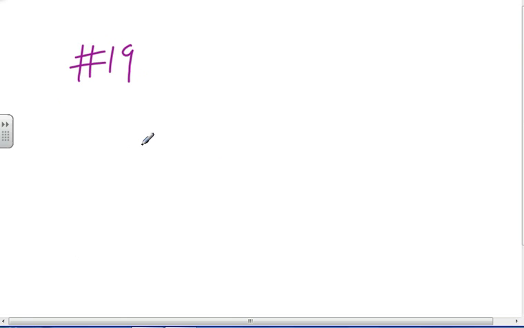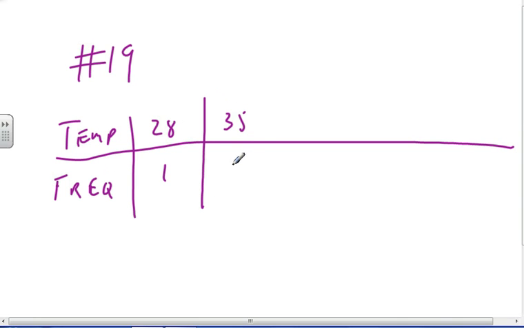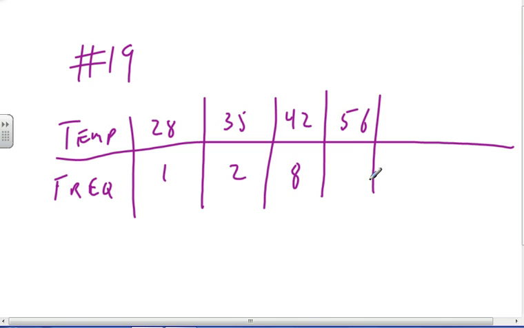That's the beeping because the battery's almost dead now. Is that good? Alright, so I have temperature. I have frequency. That's how many times. 28, 1. 35, 2. 42, 8. 56, 12. Anybody believe this data is real? 67, 5. 75, 3.